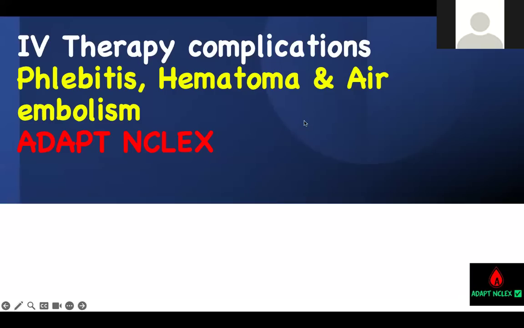Welcome to Adapting Place. IV therapy complications are very important information you're supposed to know. They're very good, even if you're in nursing school or anything like that. But these are really good information. They are basic nursing practice, and your board may ask you questions about how to identify them.